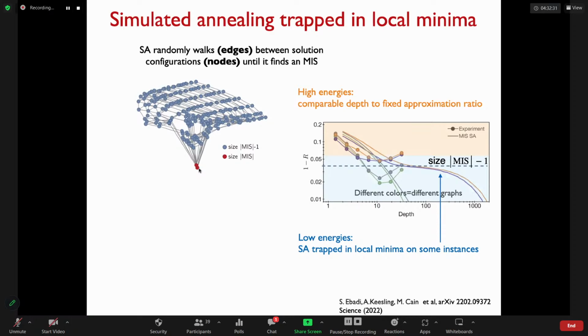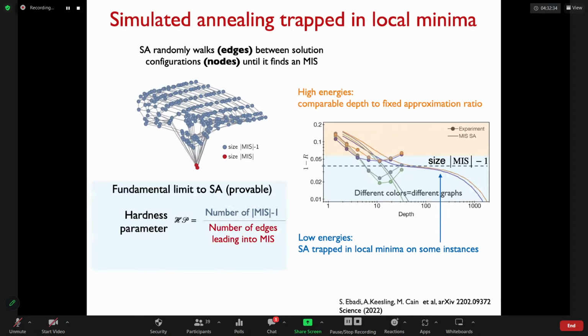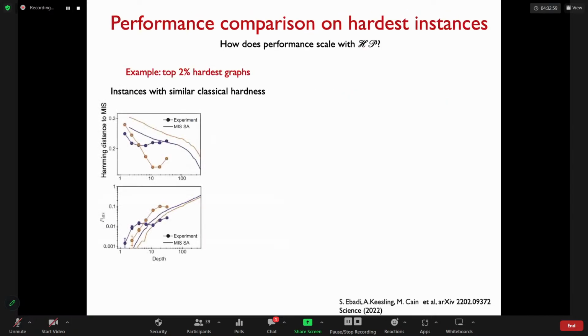Once one understands it, one can show that there is something called a hardness parameter, which is basically the number of these solutions with MIS minus 1 divided by the number of edges leading to the good solution. It turns out that this hardness parameter scales exponentially with the system size. That's a signature, an indication of why this problem is NP hard. So what we do next is focus on the hardest graphs, picking the 2% hardest graphs for each system size, and compare classical and quantum again.